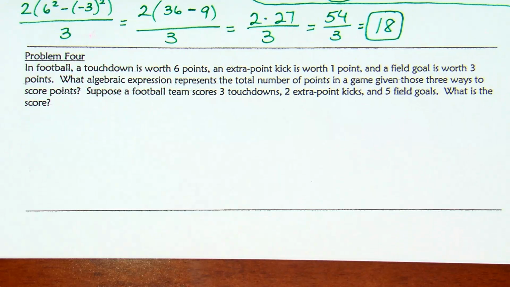So, here's what I'm going to say. Stop for a moment. We're going to work on that part right there. Don't read the ending. Pretend that ending isn't there. What algebraic expression represents the total number of points in a game given those 3 ways to score? In other words, we're going to pretend we don't know how many touchdowns, extra points, and field goals the team scores. I want an expression, like x plus y plus z type of expression.